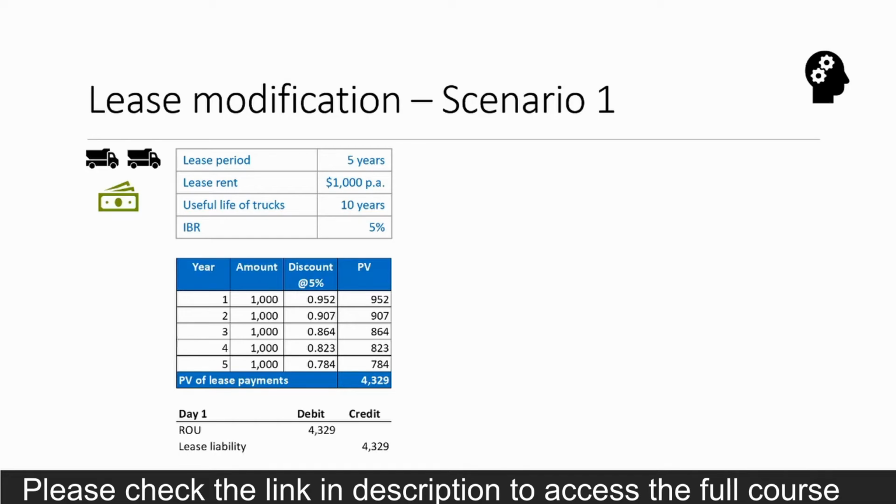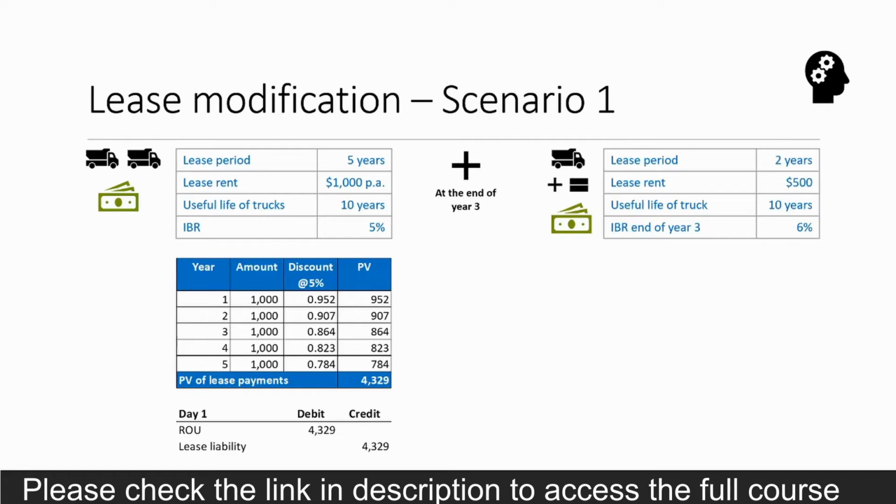And this is the accounting entry which the lessee will pass on day 1. It will recognize the ROU and lease liability. At the end of 3rd year, lessee expressed his interest to take one more truck on lease for 2 years. Lessor has happily offered the truck on the same terms and conditions of the existing lease contract. However, at the end of 3rd year, the incremental borrowing rate was 6%. As we can see, in this case, the increase in lease consideration is in line with the standalone lease rent of the truck.